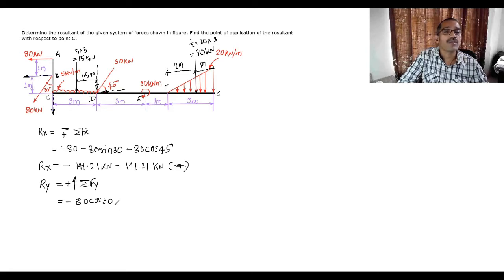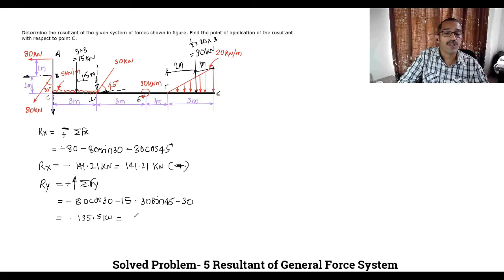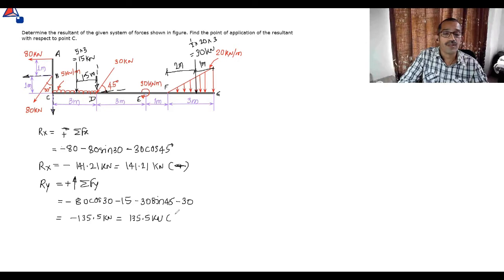Next, the equivalent of the UDL, 15 kilonewton downward, minus 15. Then the component of 30 which is inclined at 45, negative 30 sin 45. And then the equivalent of the UVL is again downward, minus 30 kilonewton. Using a calculator, this Ry comes out to be minus 135.5 kilonewton. So this is also negative, meaning it is downward.